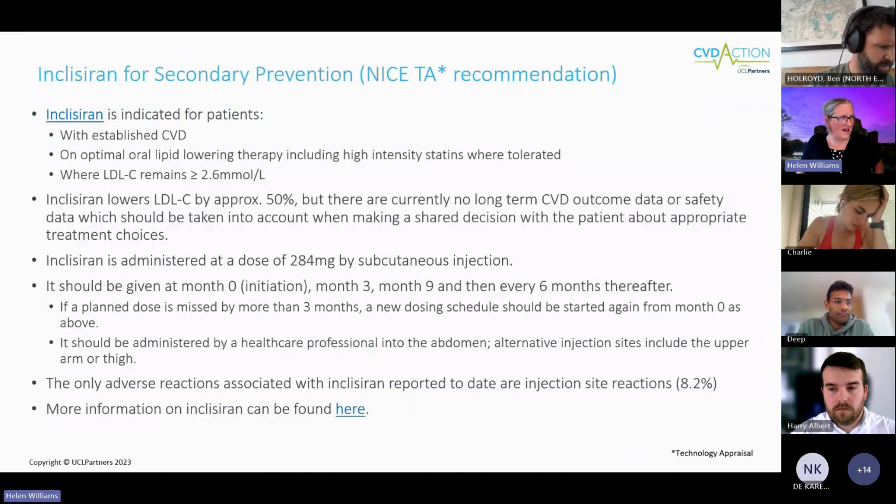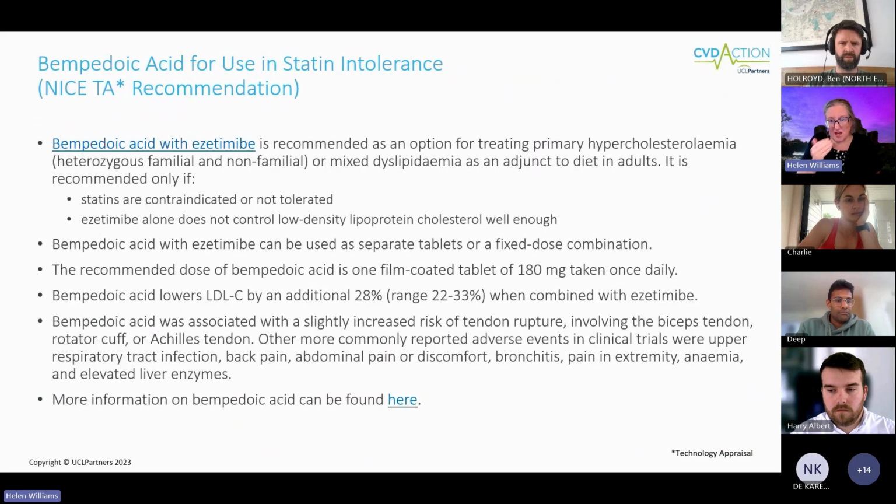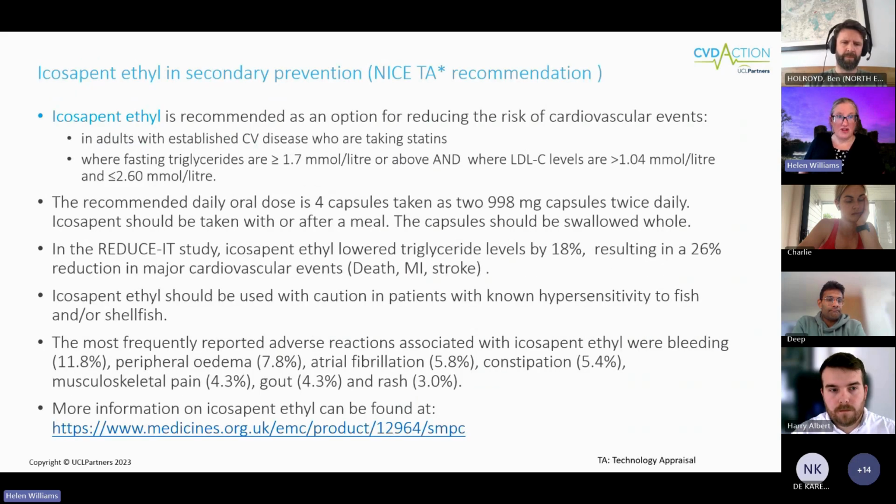And sitting behind that, we have an information sheet on each of them. So one on inclisiran, where it's approved by NICE, how it works, etc. Bempedoic acid, which is only approved by NICE for statin intolerance in combination with ezetimibe, although many local committees have said it can also be used as monotherapy where people can't tolerate ezetimibe. And one for this new one that I just talked about, icosapent ethyl in secondary prevention. So huge amounts of resources on our system. I'd encourage you to have a look around. Lots of resources for patients as well as for clinicians.